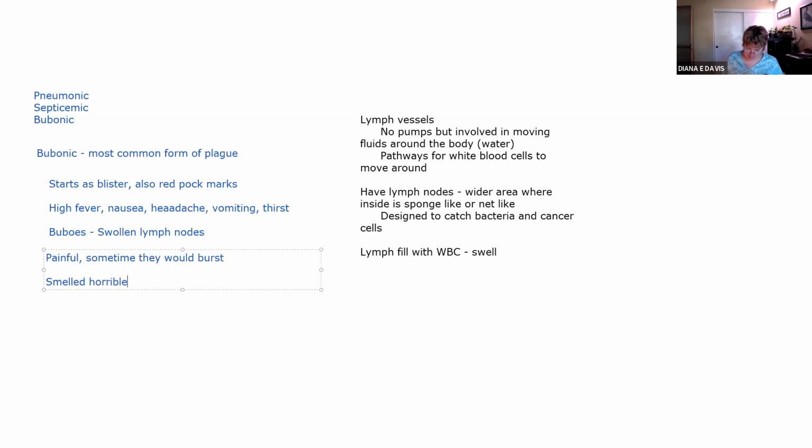People could smell it. And not just your doctor or somebody living in your house, but if a city was infected, the whole city would smell. This form spread by flea bites. Without treatment, the case fatality rate of this is between 30 and 90%. And death would happen within 10 days.